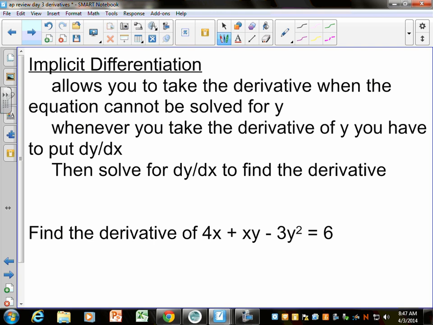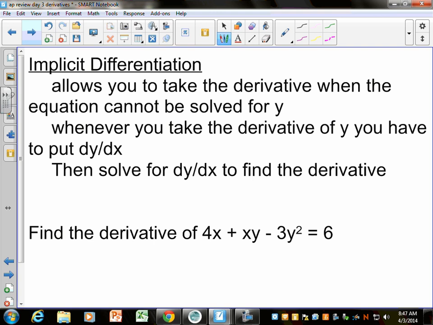But remember that whenever you take the derivative of y, you put dy/dx. It's kind of like the chain rule, and then you get all the dy/dx's together and you solve for it. So the question on your test would just look like this. Find the derivative of this. And hopefully you would look at that and you would be like, how do I do the derivative with x's and y's? And then I hope that little light bulb comes on and you say, oh yeah, it's the dy/dx stuff, even if you don't remember that it's called implicit.